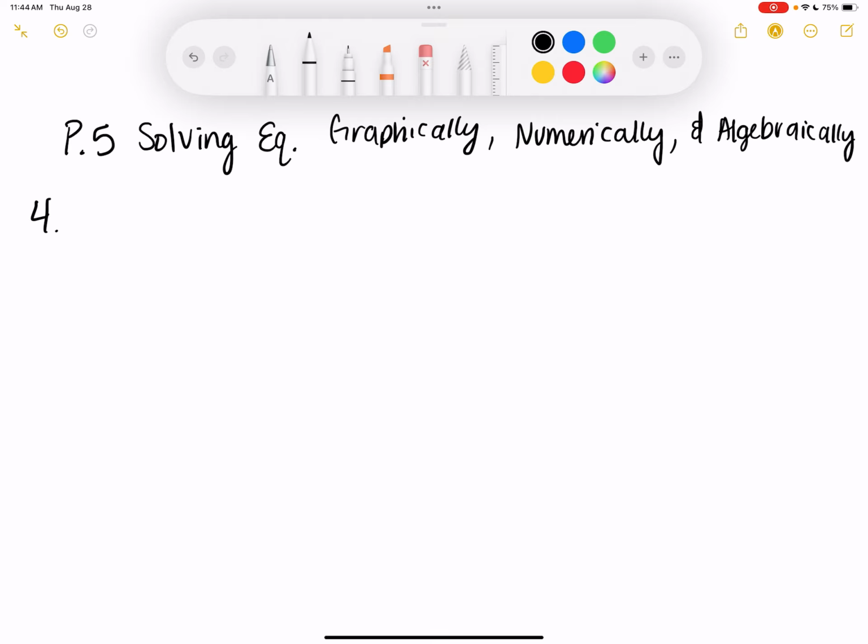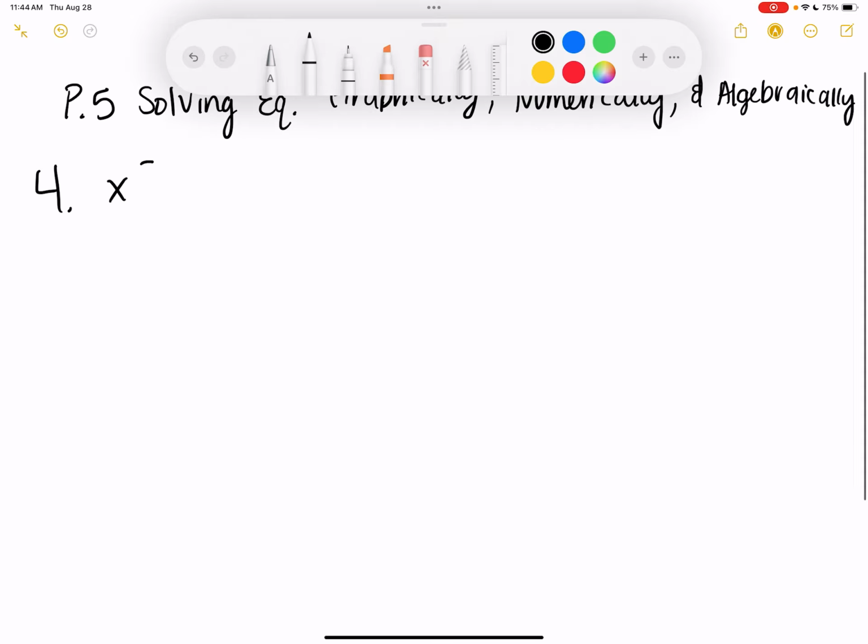Never mind. Solve the equation. We're not gonna do that. Scratch that, not doing number 4. Oh, I lied. Yes, we are doing this. Number 4: x squared minus 8x equals negative 15.